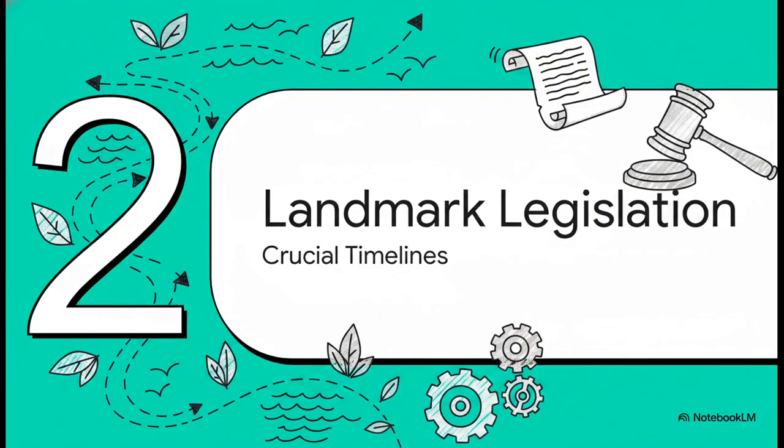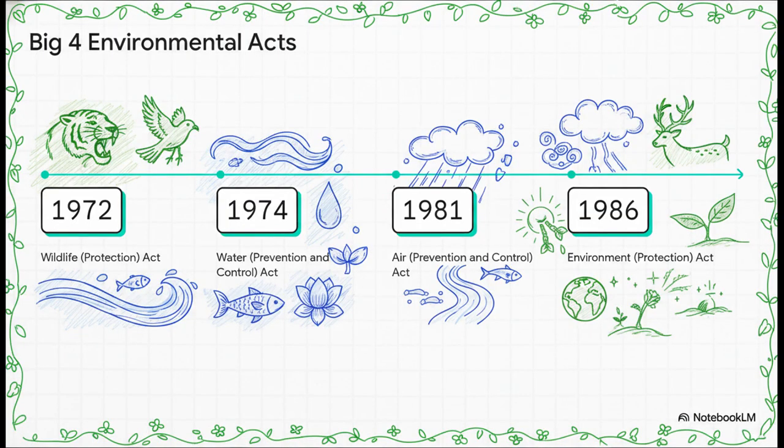Moving on to Section 2, Landmark Environmental Legislation Dates. So how did those constitutional mandates turn into actual statutory law? Well, this chronological timeline is the absolute backbone of India's environmental jurisprudence. You absolutely must commit this exact sequence to memory, because you're going to see questions asking you to arrange these 4 foundational acts in order.